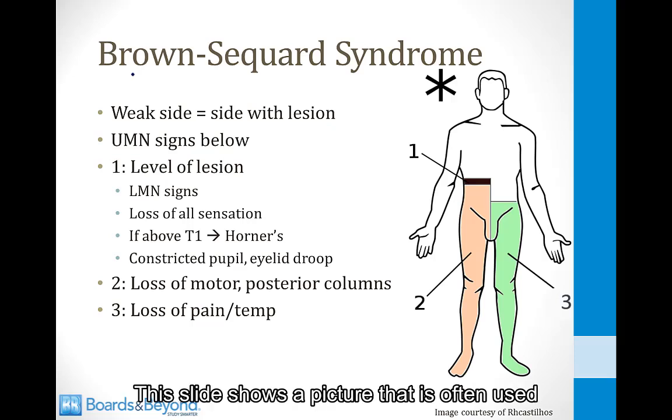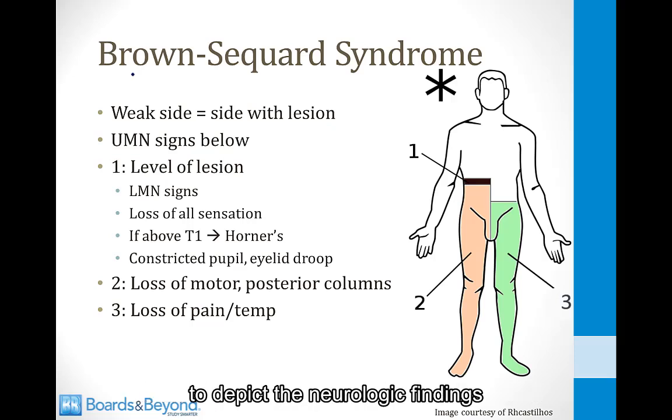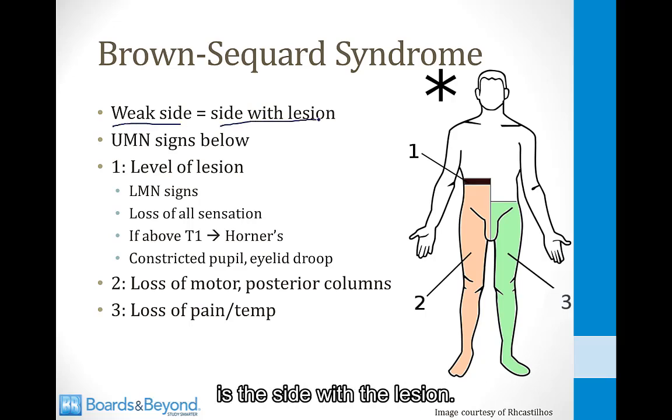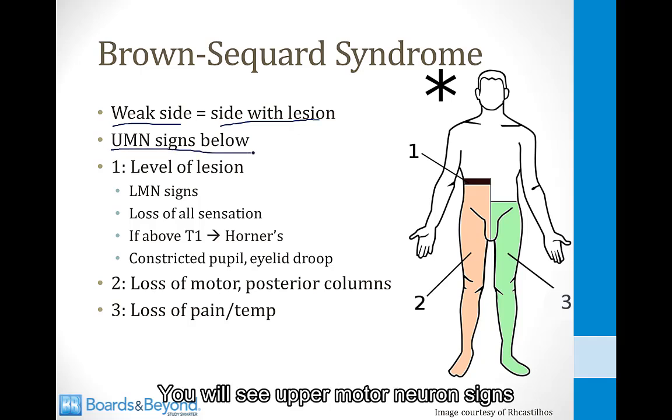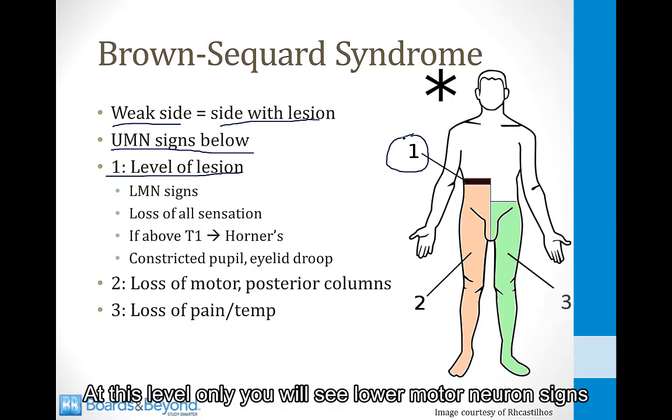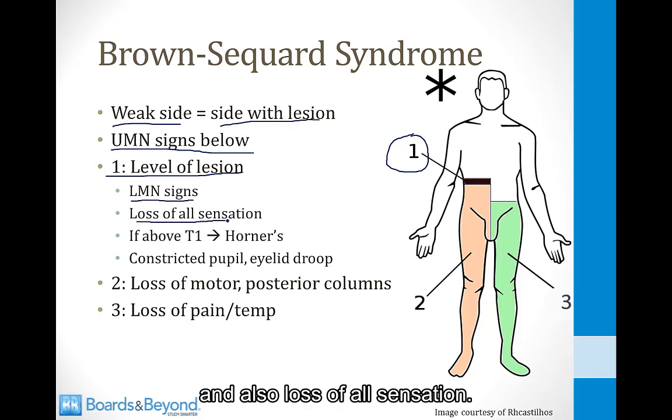This slide shows a picture that is often used to depict the neurologic findings in Brown-Séquard syndrome. Remember that the weak side of the body is the side with the lesion. You will see upper motor neuron signs below the level of the lesion. Then there are basically three areas with different neurological findings. The first area is the level of the lesion, area 1. At this level only, you will see lower motor neuron signs and also loss of all sensation.